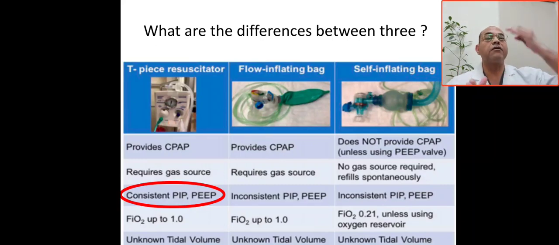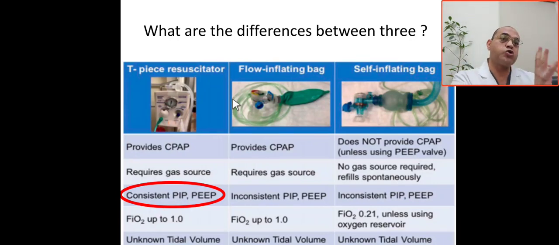These questions come from Dr. Yumna. What are the differences between the three bags? The T-piece resuscitator, the flow-inflating bag, and the self-inflating bag. Put in your mind the main difference points. Both will give oxygenation and ventilation. In the T-piece resuscitator or the Neopuff and the flow-inflating bag, it will give oxygen.